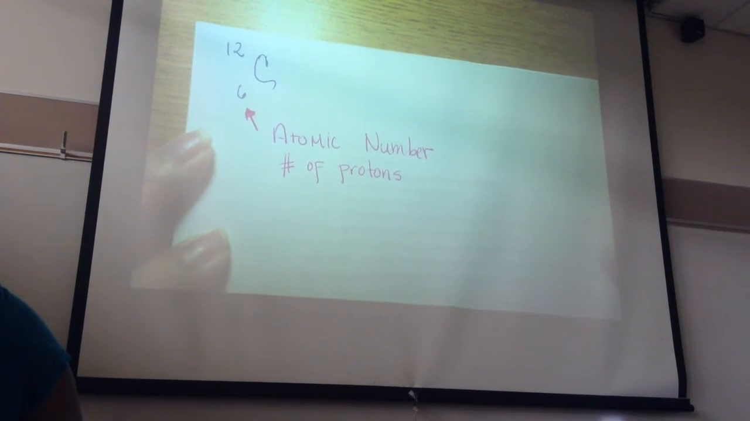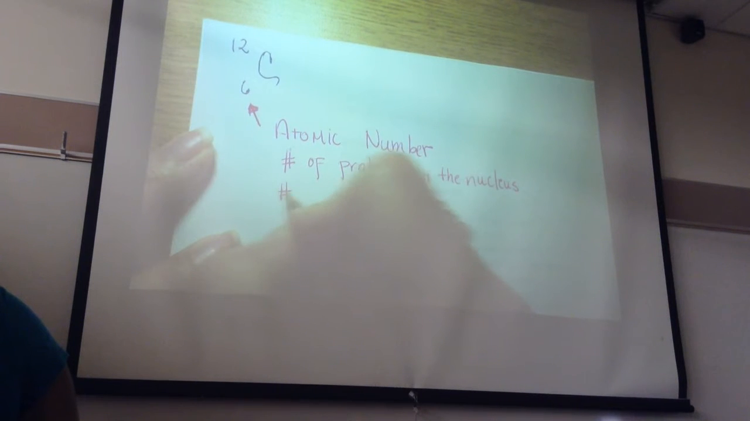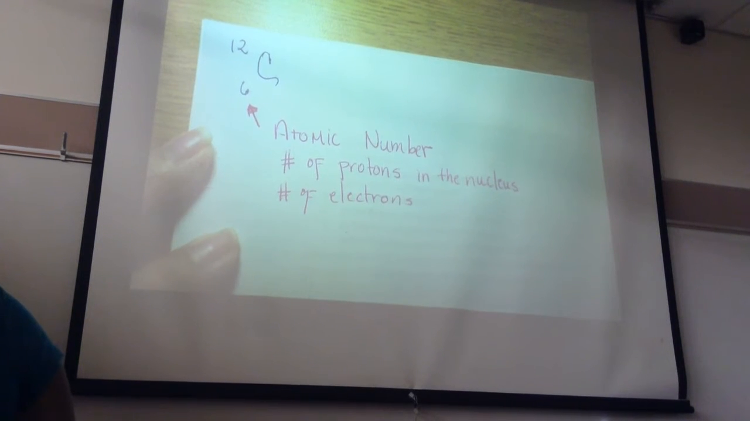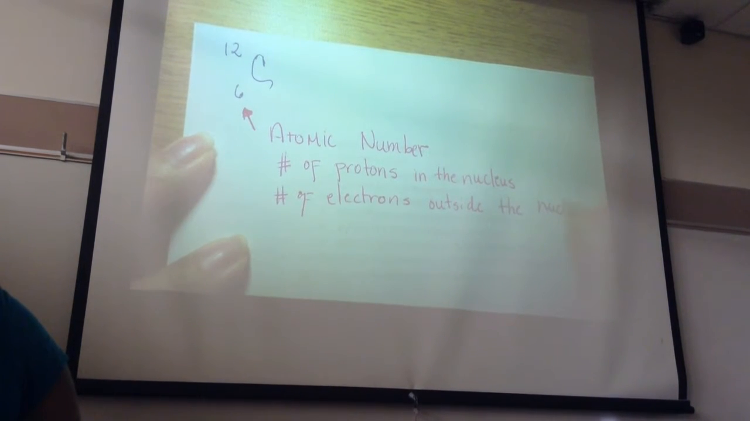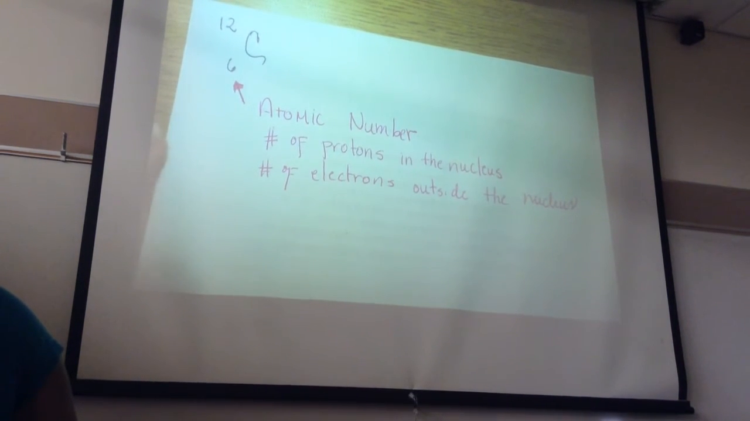Where are those guys? In the nucleus, all right. It also represents what? Does it also represent the number of electrons? Okay, so also the number of electrons. Where are the electrons? Okay, outside the nucleus. They're telling me in outer shells. It could be called energy levels, but that's another story.